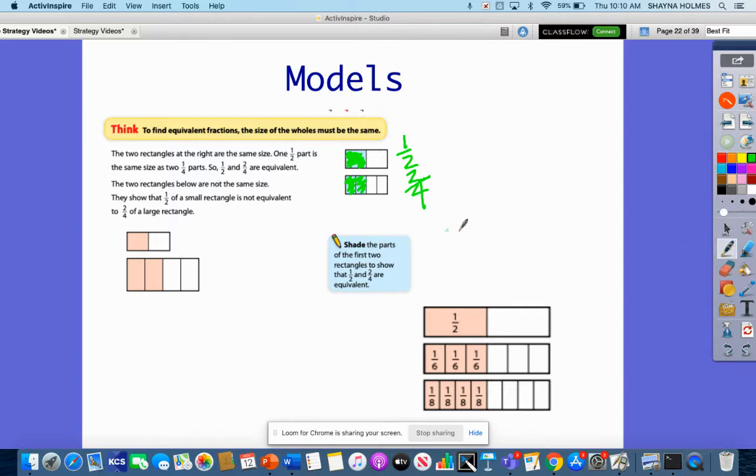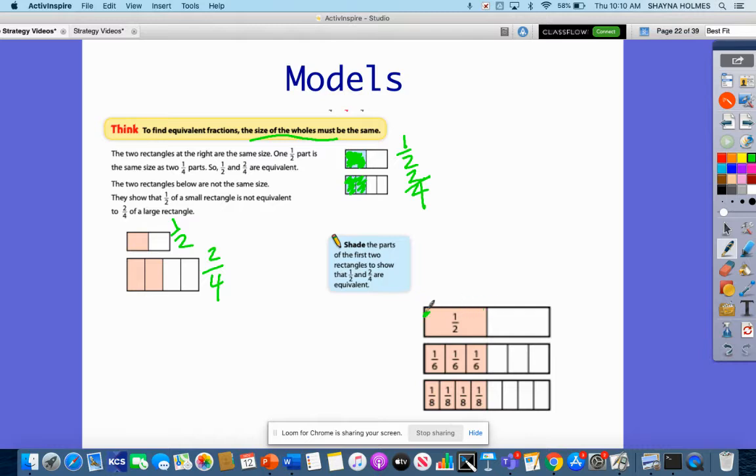And you can see that on a bar model. Now, in this one right here, these two rectangles are of a different size. So although this one shows 1/2 and this one shows 2/4, and they both represent half of their model, they're not the same size. So they are not going to be equivalent. So it's important that the size of the wholes must be the same. Let's look at some more examples down here.